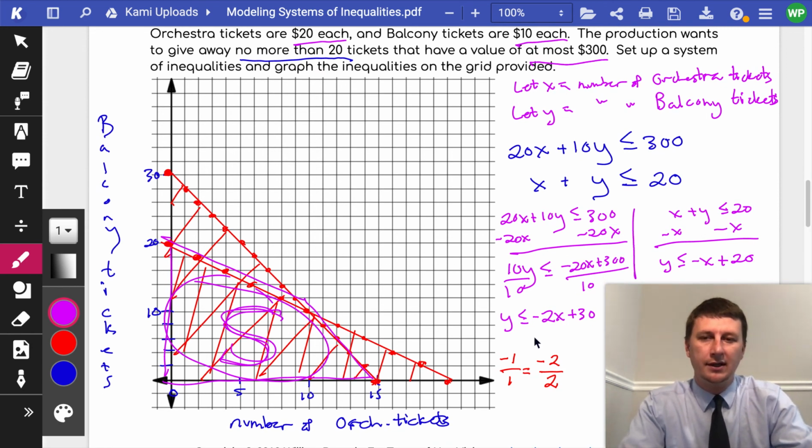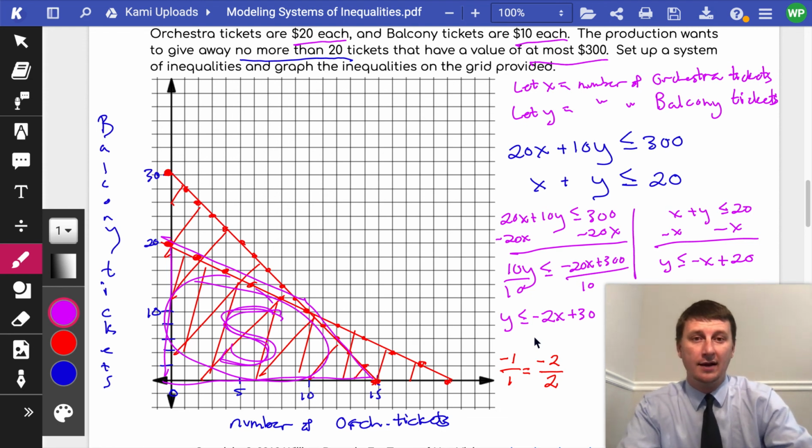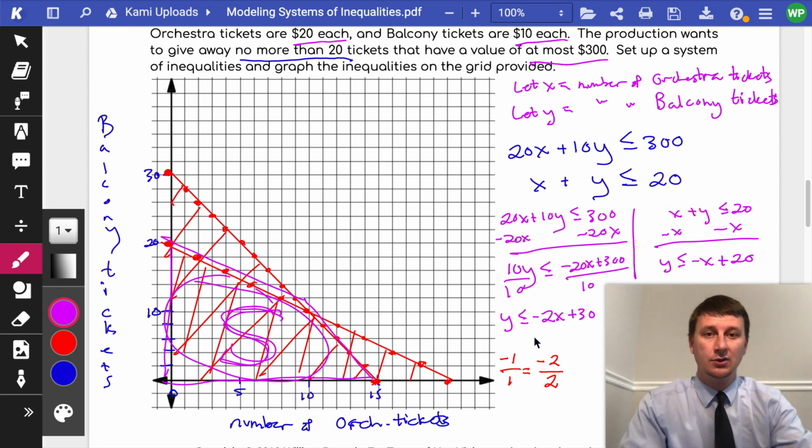So this video set up two inequalities in a system, isolated y for each inequality, and graphed each inequality on the grid provided. We labeled the axes, we graphed the system, we labeled the solution set, we scaled our axes. We did a whole lot of stuff with these two inequalities.